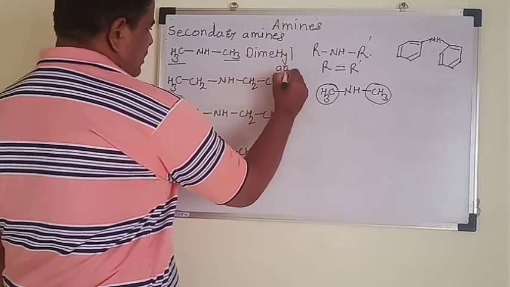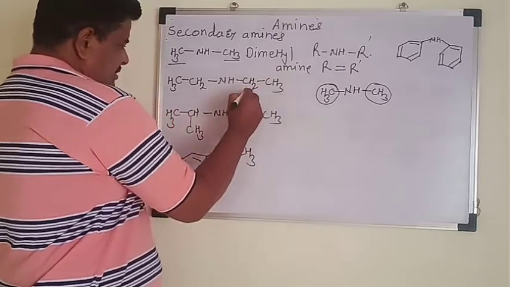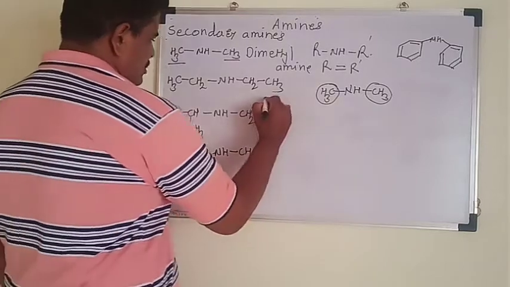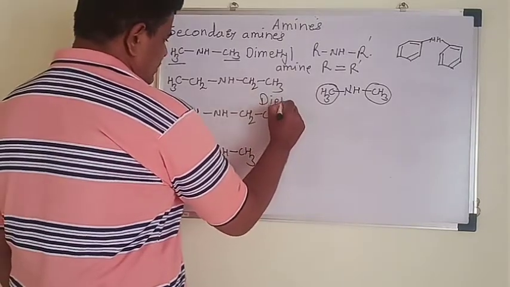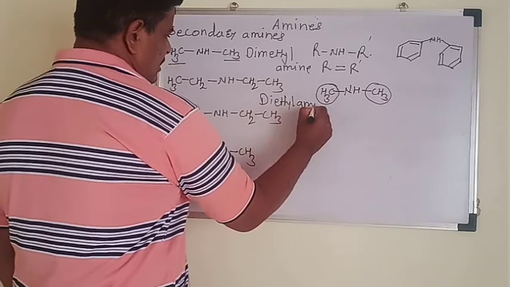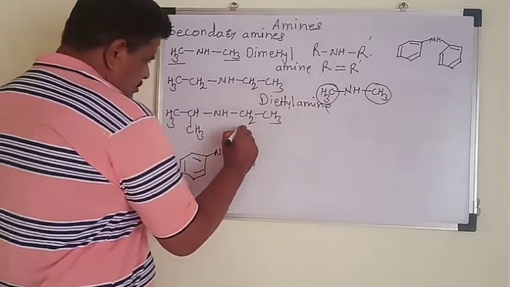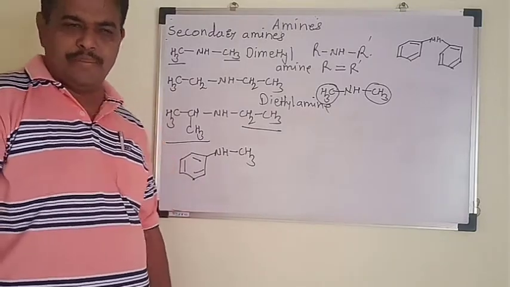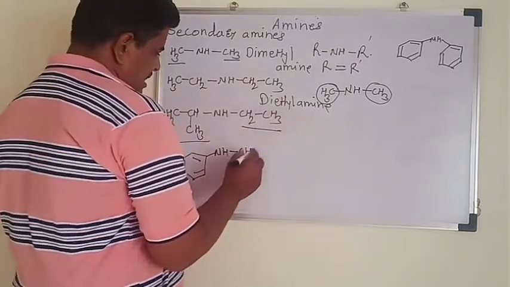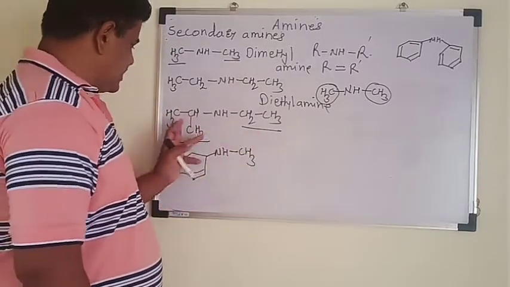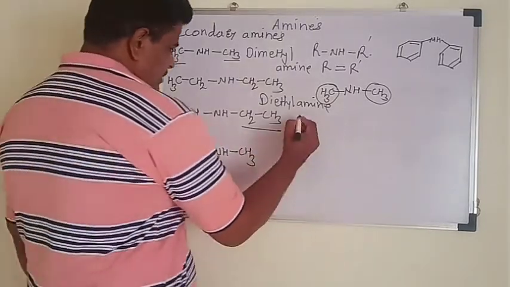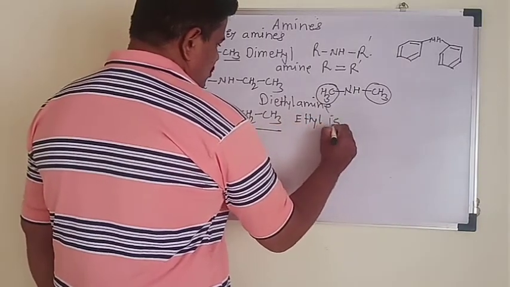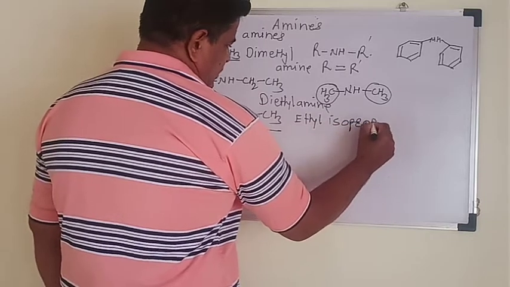Here, these methyl groups are same, and hence these are named as dimethylamine. In this case also, these two ethyl groups are same, that is, R groups are same. So this is named as diethylamine. When these two R groups are different, then these are arranged alphabetically. So in this case, alphabetically, ethyl comes first and then isopropyl. So its name is ethyl isopropylamine.